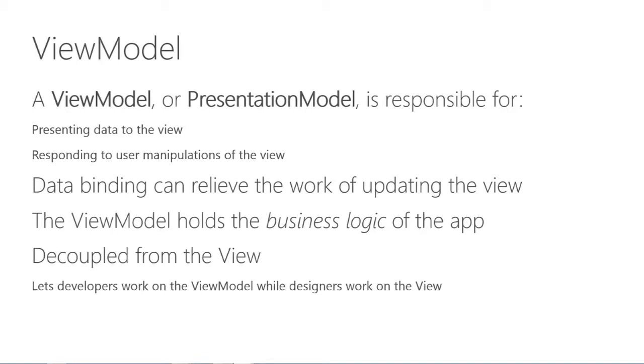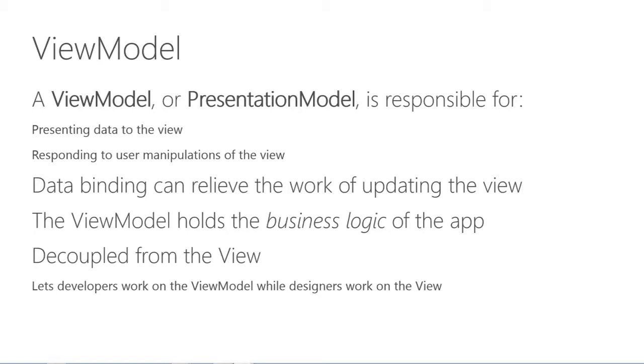The view model itself, or the presentation model, is responsible for presenting the data or getting the data to the view. It's what the view binds to, and so it's how the data gets to the view. The data binding does most of the work for you, so we talked about that in the last session, and it's where you implement your business logic. It's completely decoupled from the view. Your view should never be calling directly into your view model, and vice versa.